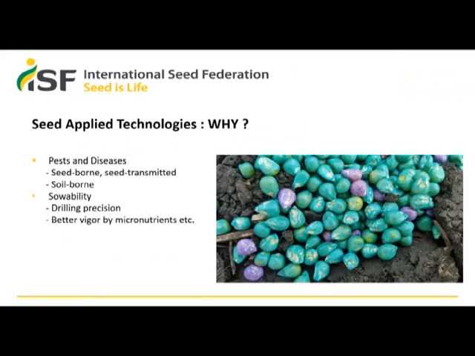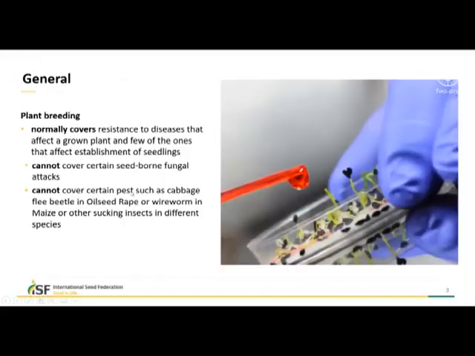And if we look into these things, we have to say what can we deliver from the seed side, from the breeding side. Plant breeding normally covers resistance to diseases that affect a grown plant and a few of these that affect the establishment of seedlings. And the establishment of seedlings, of course, is the key issue to receive a proper yield.